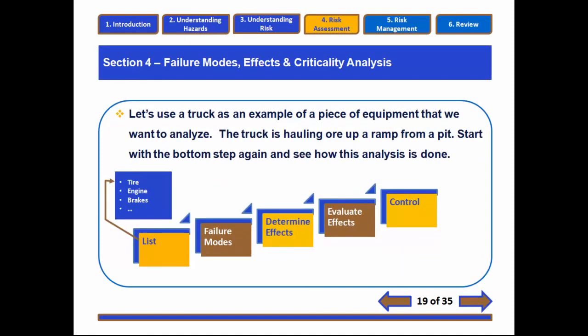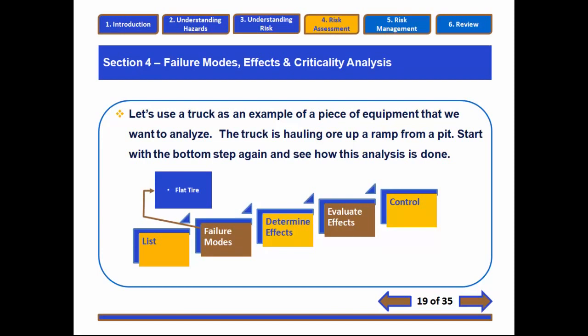So let's work through an example to try and solidify this. Now, you'll remember there was the large mining truck, and it ran over the small pickup truck. This is an example we've mentioned a few times up to this point. So let's do a failure modes, effects, and criticality analysis of the truck as a piece of equipment. So list, what are the things that can fail in the truck? Well, the tires, the engines, the brakes, lots of parts.